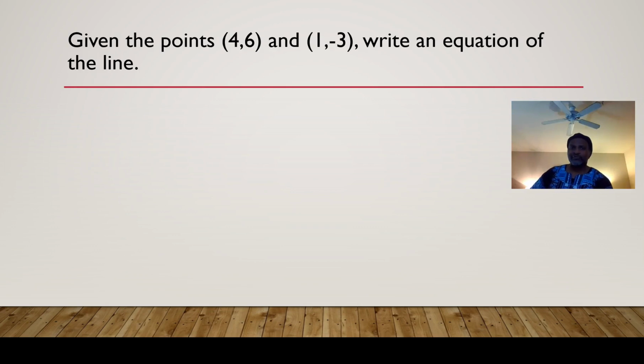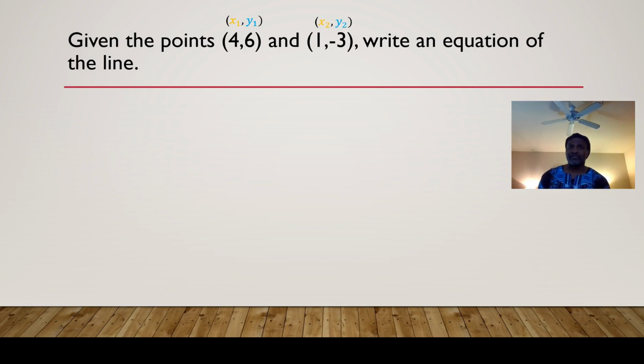All right, in this example, we're given the points (4, 6) and (1, -3), and we want to write the equation of a line. Notice that we are not given the slope. So we're going to have to calculate it. If you remember, to find the slope, we need to label our points. All right, we can let (4, 6) be our (x1, y1).